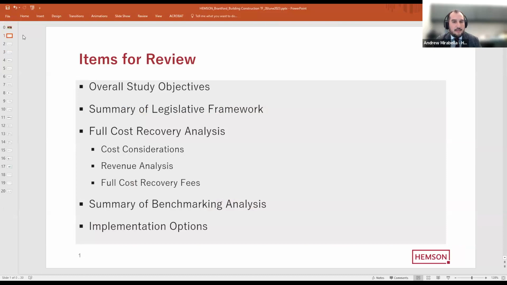So really today's meeting is just to go over the development application fee study process, talk a little bit about our study objectives. I'll provide a brief overview of some of the legislative framework that we're working towards. And then I'll go through some of the technicalities in terms of what our cost recovery analysis is. And when we talk about cost recovery, it's both looking at the cost side of the work, but also the revenue analysis and what revenue projections we're looking at. And that forms the basis for our full cost recovery fees. We've also done a benchmarking analysis, and we are providing some implementation options for consideration to the group here, which we're looking for some feedback on following my presentation.